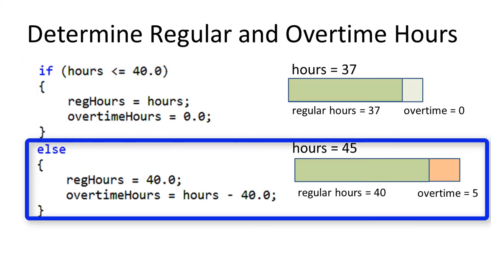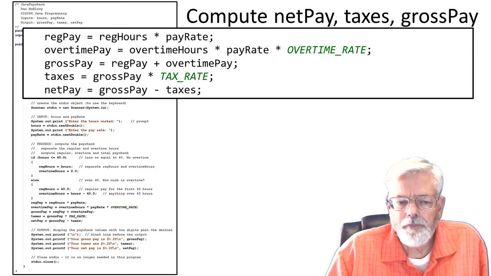If there is overtime, the first 40 hours get paid at the regular rate, but anything over 40 gets paid at time and a half. Set the regular hours to 40 and the overtime hours to anything over 40.